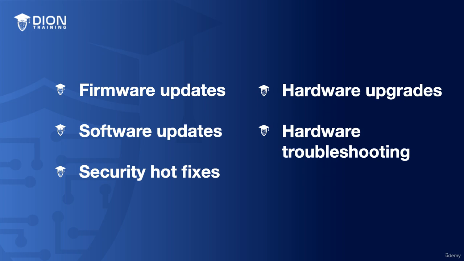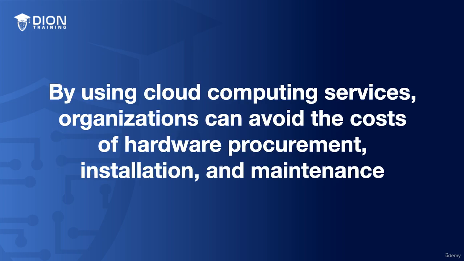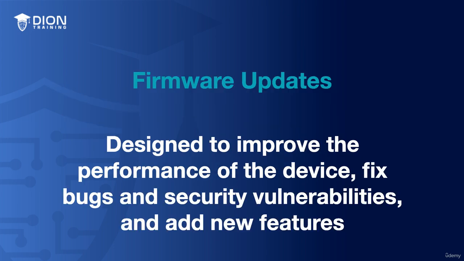hardware troubleshooting and replacement. One of the primary reasons organizations move to the cloud is to offload the capital expenditures of buying hardware, as well as supporting and maintaining that hardware. By using cloud computing services, organizations can avoid the cost of hardware procurement, installation, and maintenance, and instead focus on using those services as they need to support their business. Now let's take a closer look at each of the main types of maintenance activities that are performed in cloud computing. First, we have firmware updates.